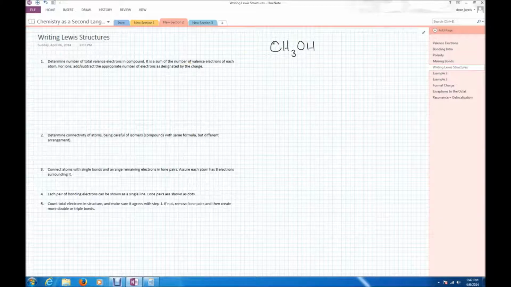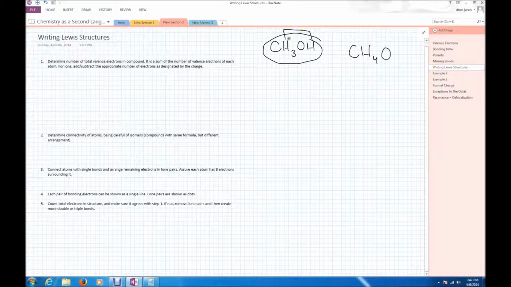Okay, so it sounds like first we need to take a look at the compound that we're going to be writing it for. So this is CH3OH. This is methyl alcohol. Inorganic chemists might take a look at this and say, wait a minute, why wouldn't this just be CH4O? I thought we combined those hydrogens.